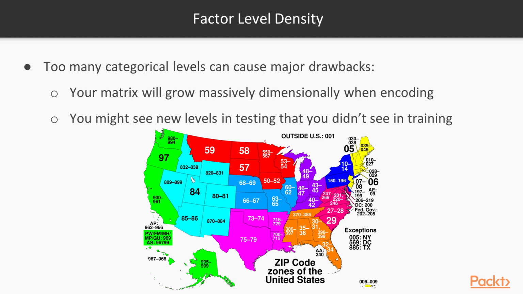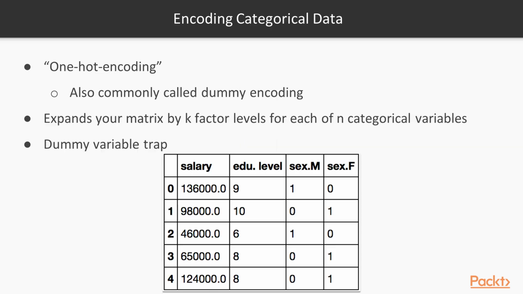In the case of too many factor levels, it may make sense to create new ones by logically grouping levels together. In the example of zip codes shown, we could create country regions to cut down on factor level complexity.